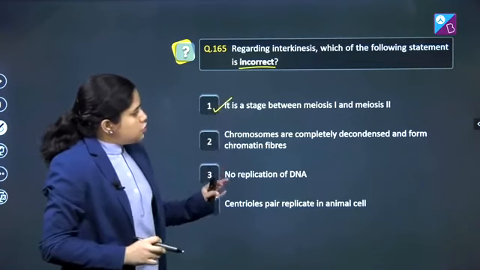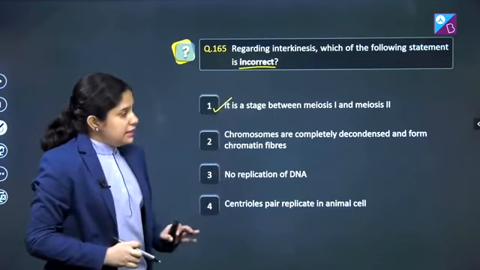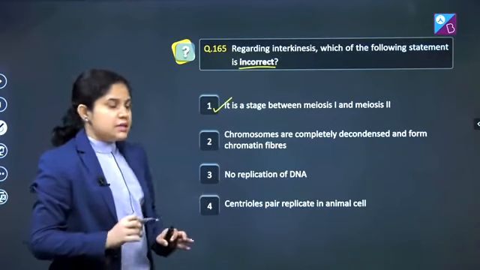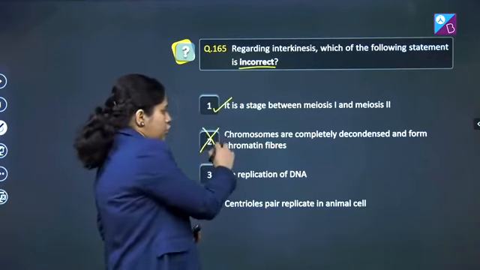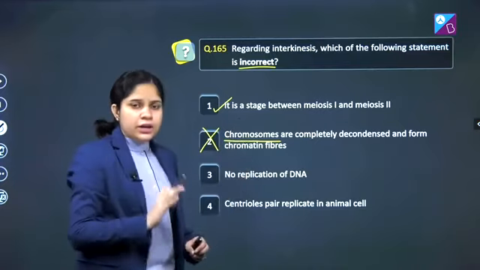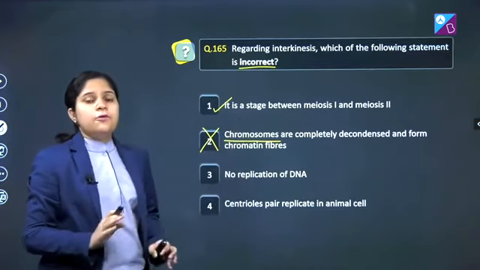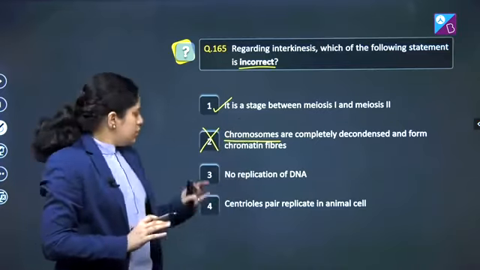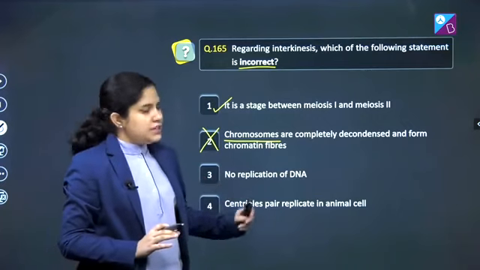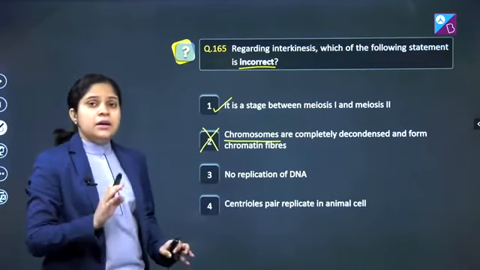Second, chromosomes are completely decondensed and form chromatin fibers. ये गलत स्टेटमेंट है. Chromosomes are elongated but they do not form the chromatin fibers. Third, no replication of DNA. ये बिल्कुल सही है.